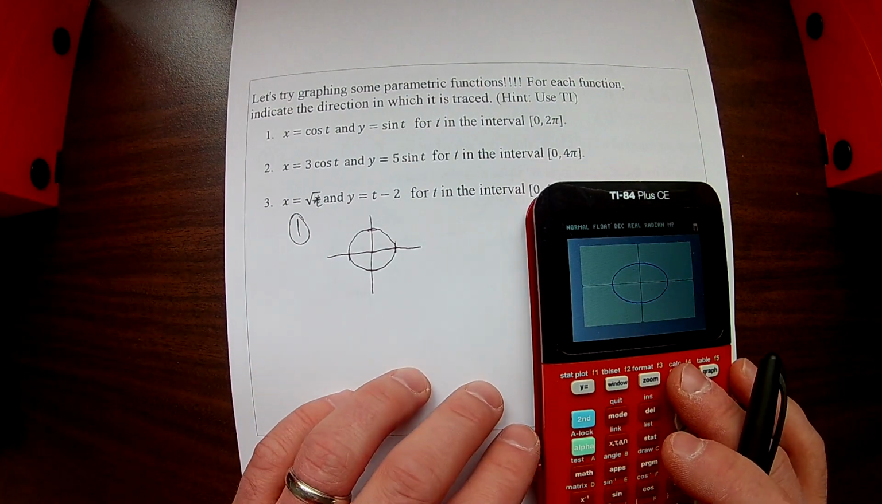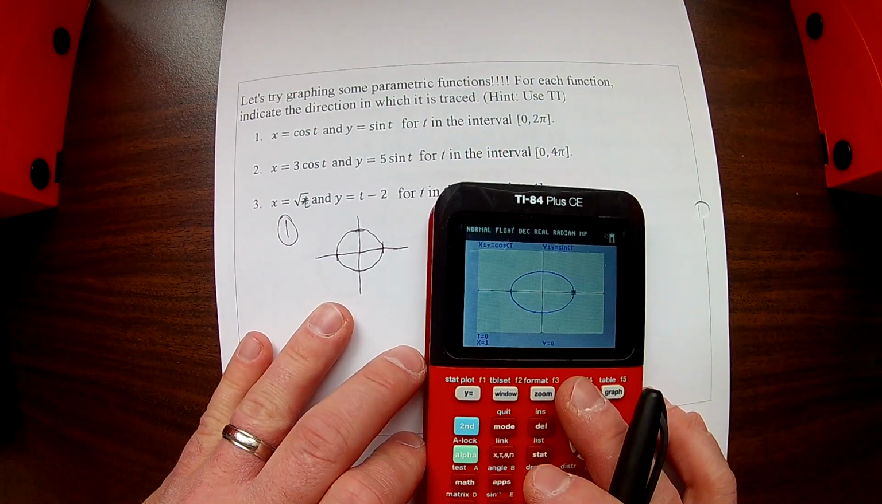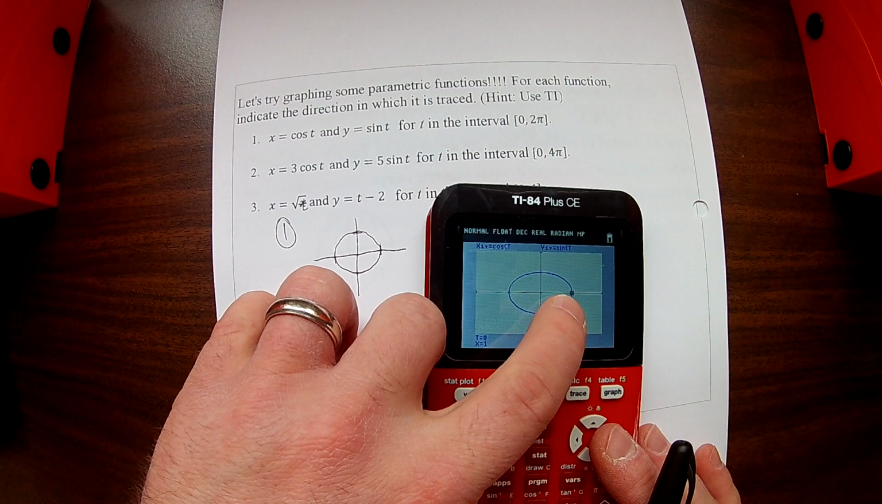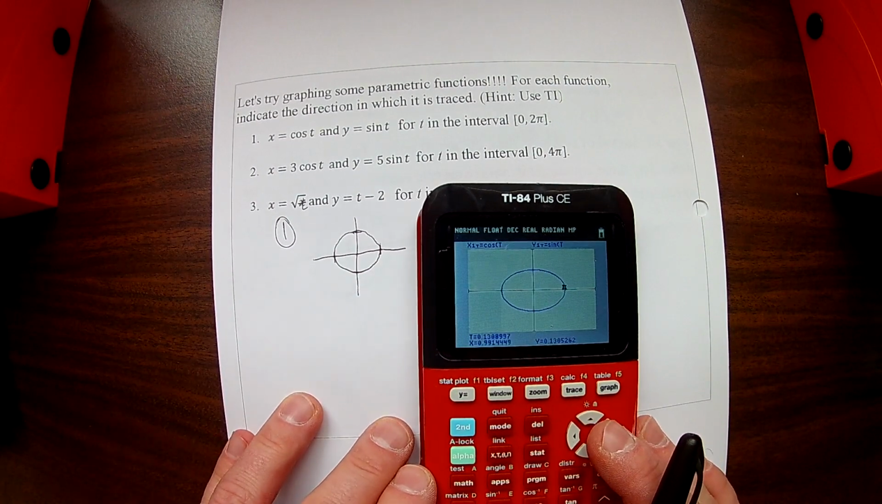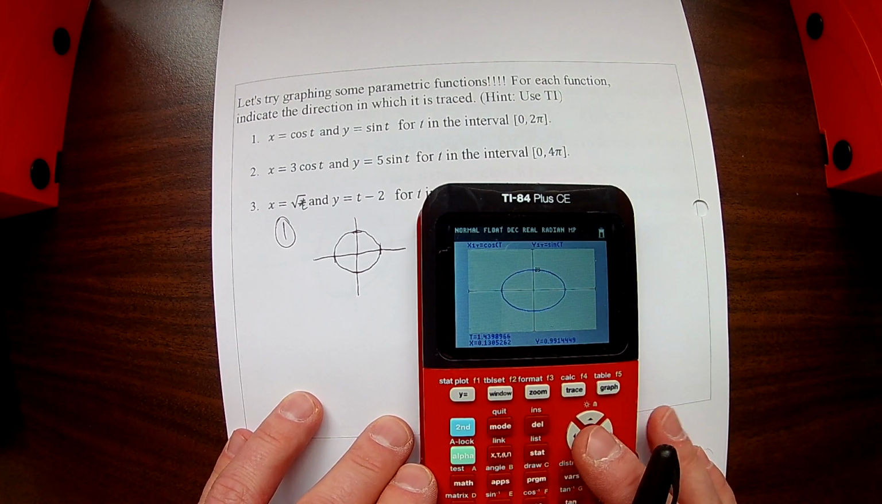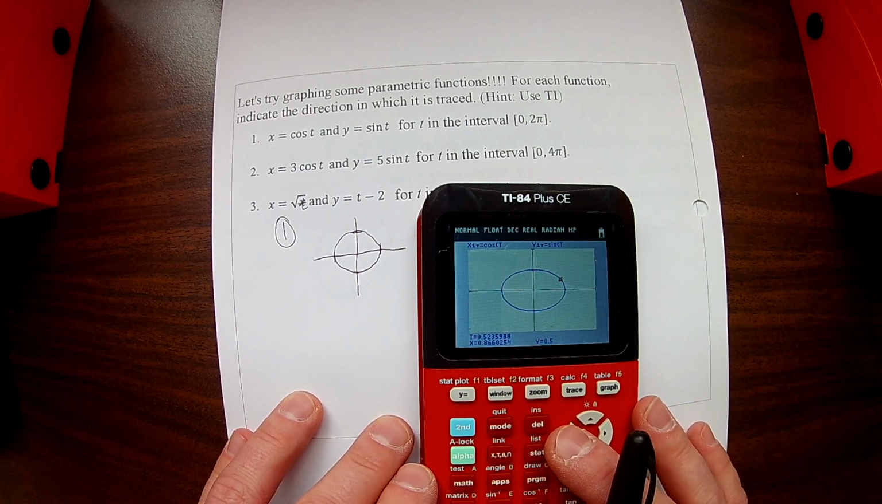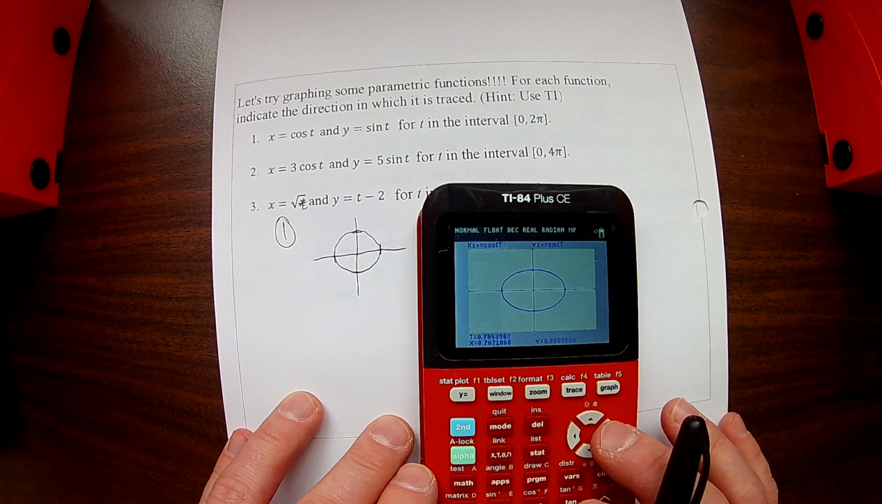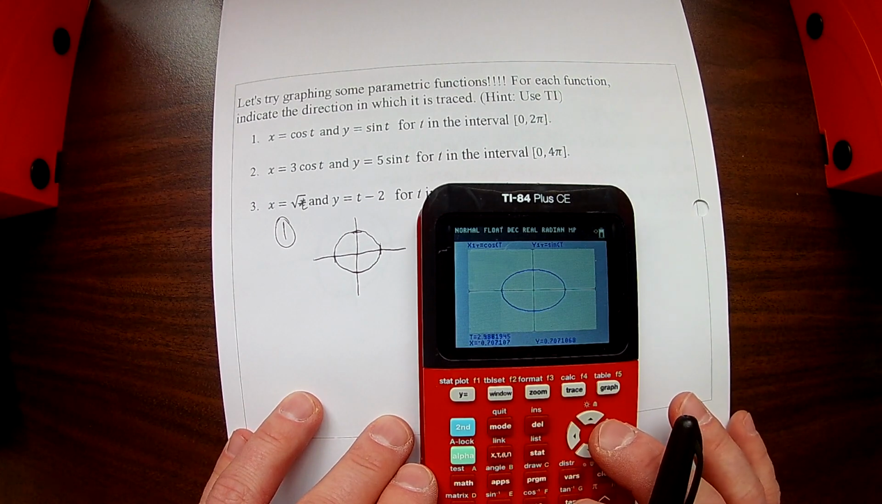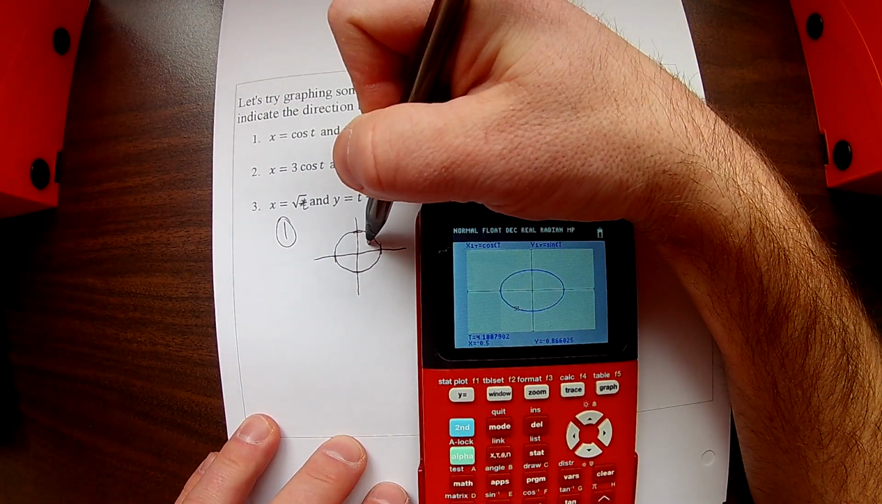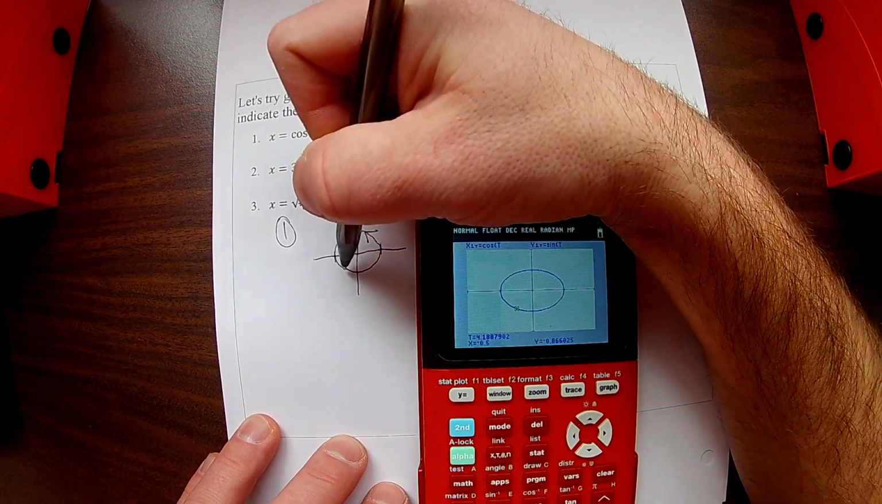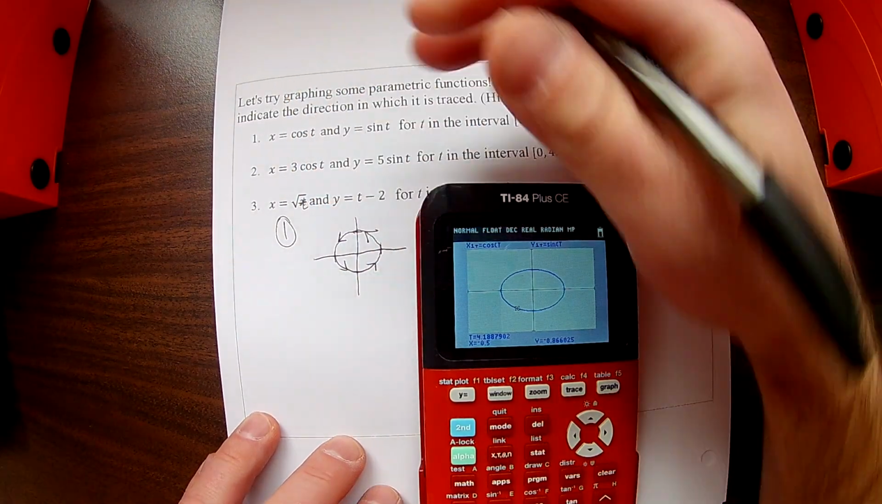If you fail to recognize that, you can actually hit trace, and you should be able to see right there a particle shows up. If you hit right, that advances the particle in the forward trajectory. If you hit left, it's in the backward trajectory. And just looking at that, I can see that the particle is traversing this circle in a counterclockwise fashion. And so I just have to draw the motion in there.